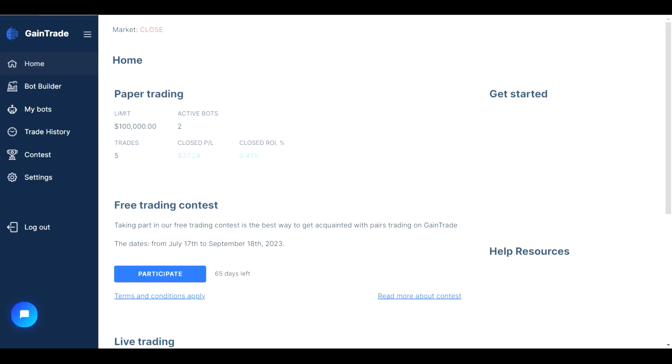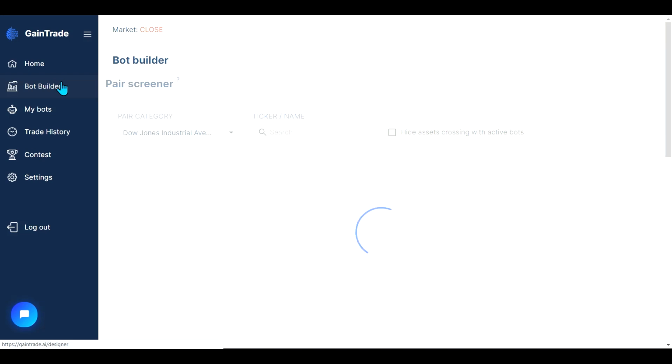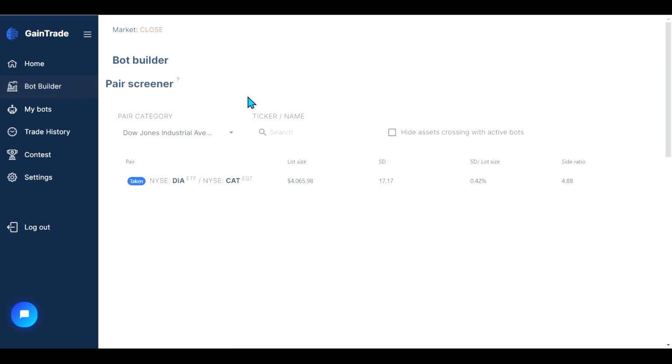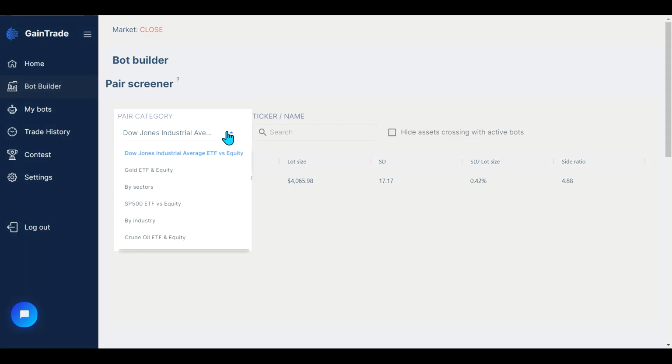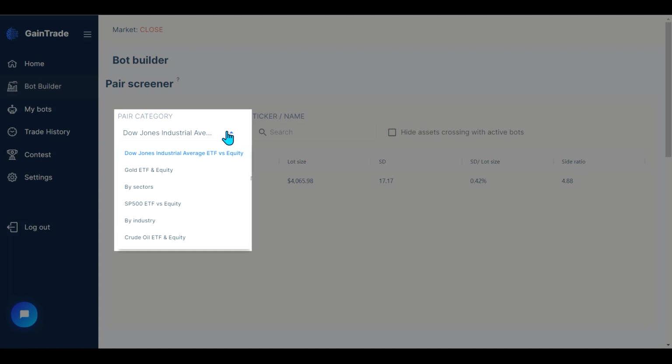Once you're set up and logged in, go to the bot builder. This is where you're going to build your pair trading bot. Now, the first thing that you want to do is determine what pair category you want to focus on. Here you can see that you can choose from 6 different categories. You can choose to trade a specific stock's correlation versus the Dow Jones Industrial Average ETF.